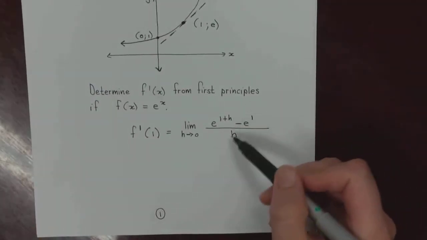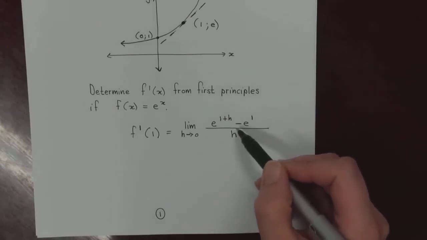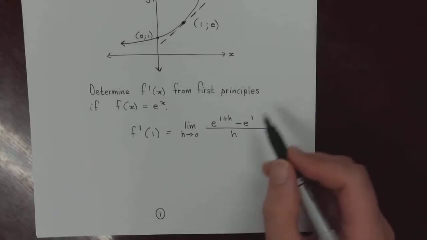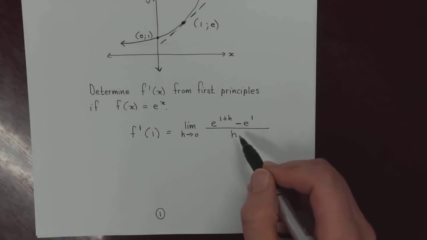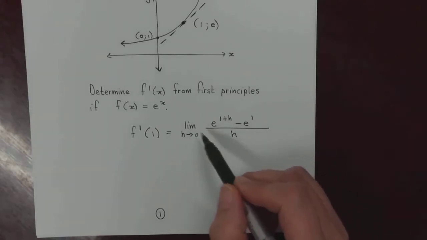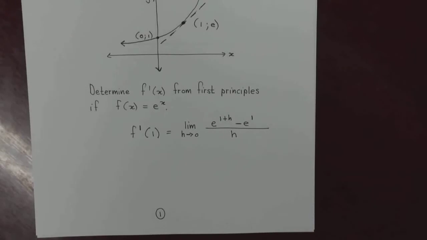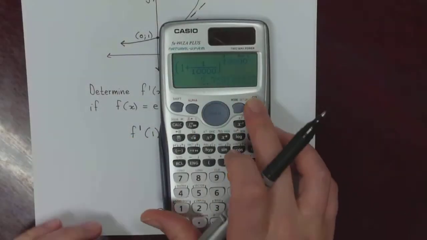Now, the problem with this is obviously the following. You can't go and substitute h for 0, because if you substitute h for 0, you're going to end up with a 0 denominator, which can't happen. But we can inspect what happens by making that h tend towards 0. So I want to make it smaller and smaller so it's closer and closer to 0. And again, I'm just going to use my calculator over here.